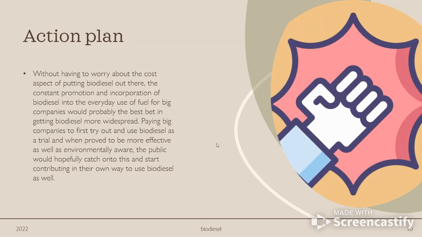Plan of action. Without having to worry about the cost aspect of putting biodiesel out there, the constant promotion and incorporation of biodiesel into the everyday use of fuel for big companies would probably be the best bet in getting biodiesel more widespread. One could pay big companies to first try out biodiesel as a trial. When it is proved to be more effective as well as more environmentally aware, the public would hopefully catch on to this and start contributing in their own way to use biodiesel as well.